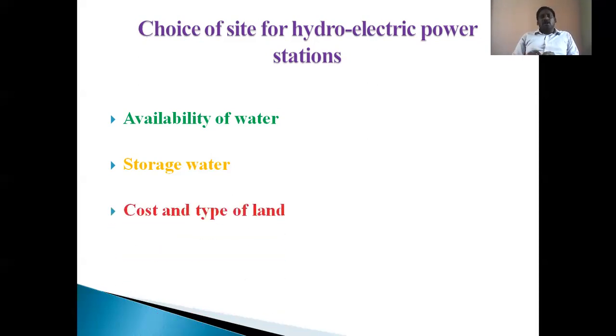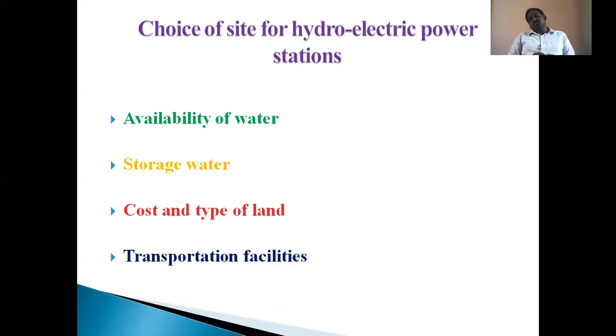Next one, cost and the type of land. The cost of the place where the hydroelectric power station is installed should be less. It is very essential. And also, the type of land should be able to withstand the weight of the equipment used in the hydroelectric power station.